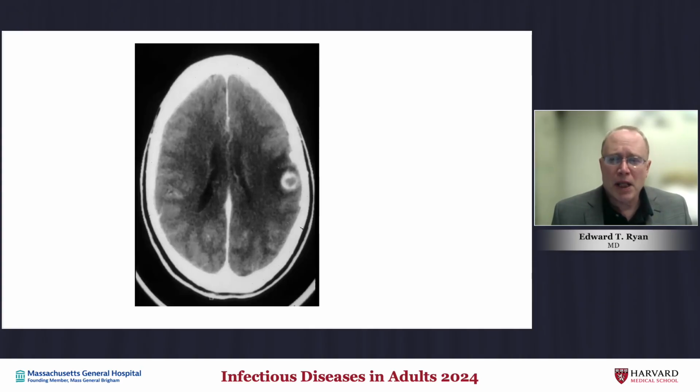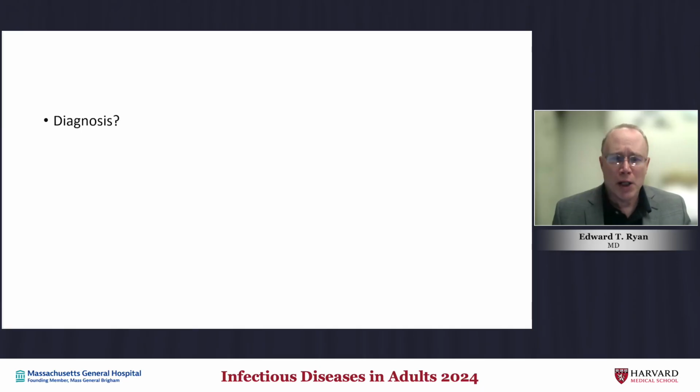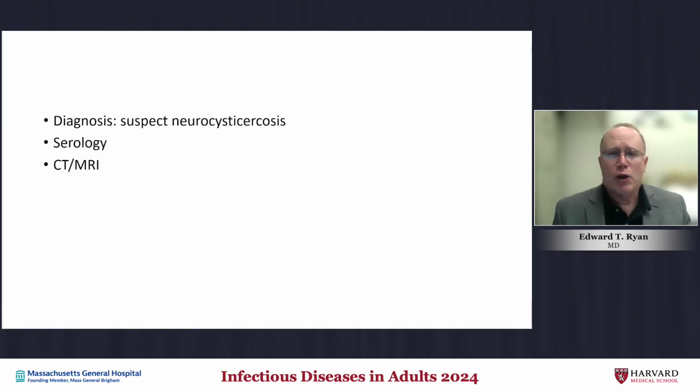So, but with the epi that I just gave you, a young woman from Latin America, no other past medical history, not known to be immunocompromised. Hopefully you're saying, oh, I think I know what this is. I should say she immigrated, maybe I didn't tell you this, from El Salvador about 10 years previously, and negative past medical history. So hopefully you're saying, oh, I know what this one is, and you suspect this is neurocysticercosis.